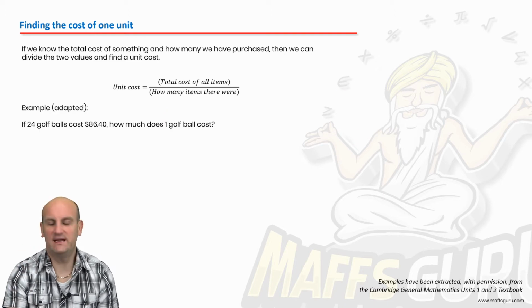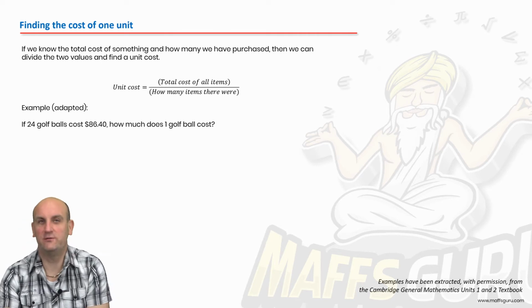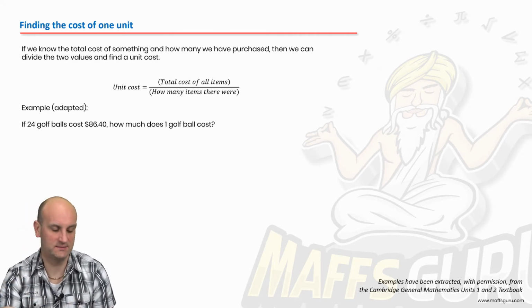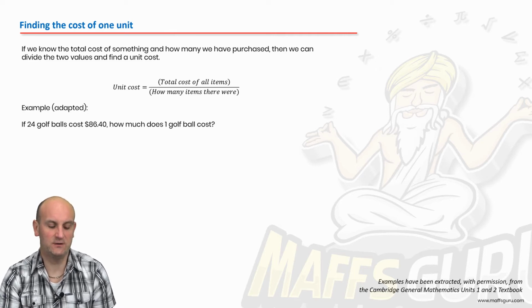If we use this as an example that I've slightly adapted from the Cambridge General Mathematics Units 1 and 2 textbook, and thank you to Cambridge for letting me use their examples. You guys rock. Their textbook is amazing. We have 24 golf balls costing $86.40.